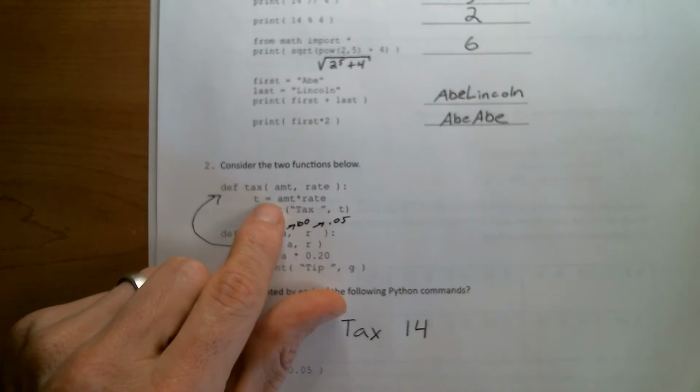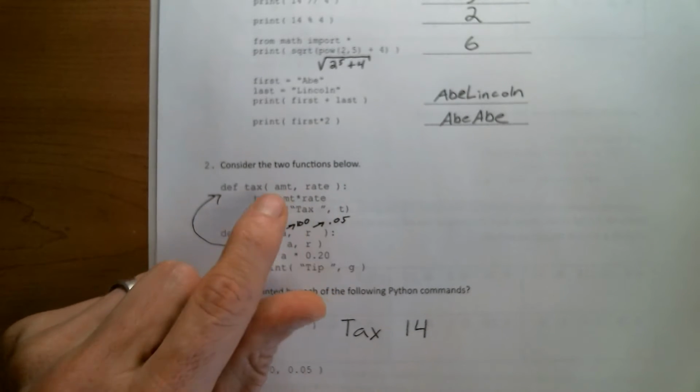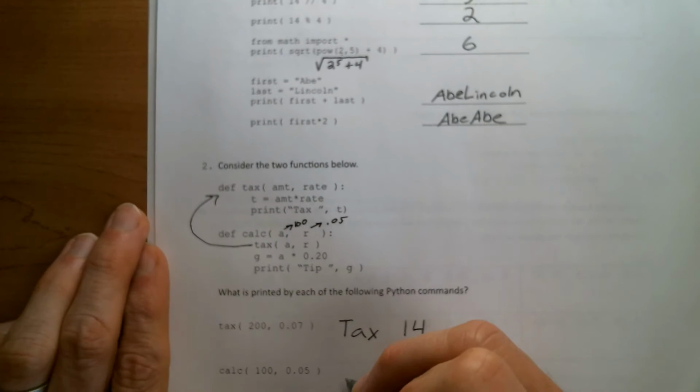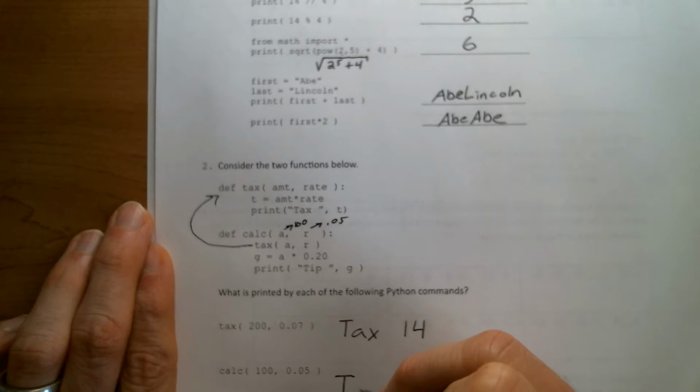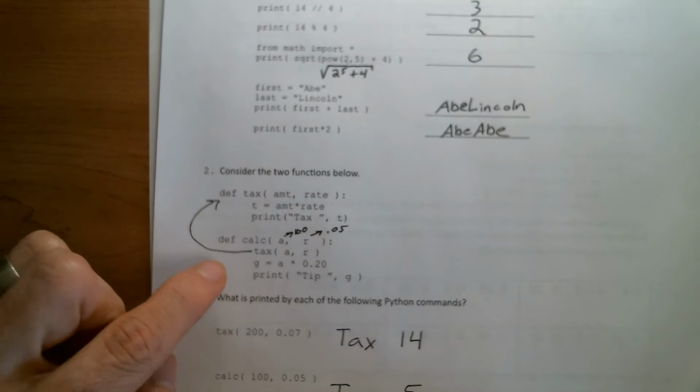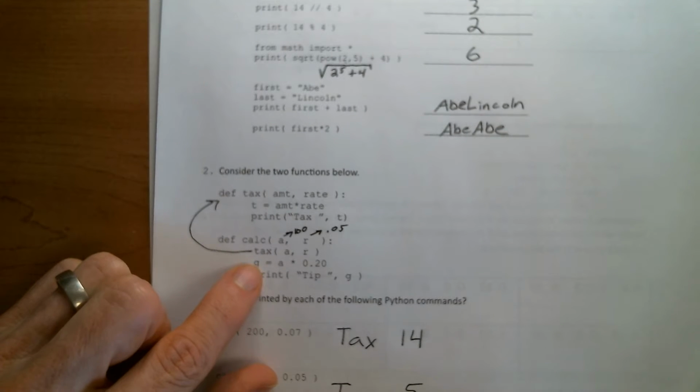All right. We do this calculation, 100 times 0.05. Then we do this print line. So on the output screen, you're going to see tax 5. Then this function ends. We go back down here.